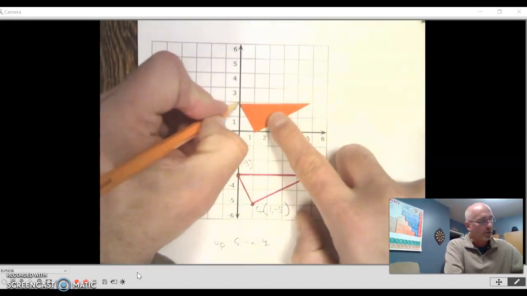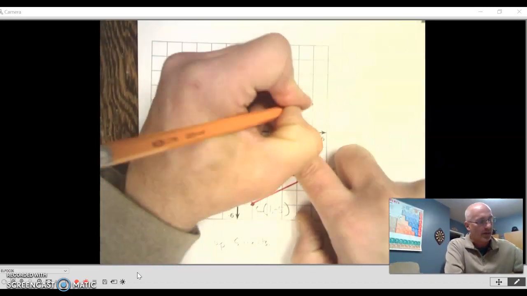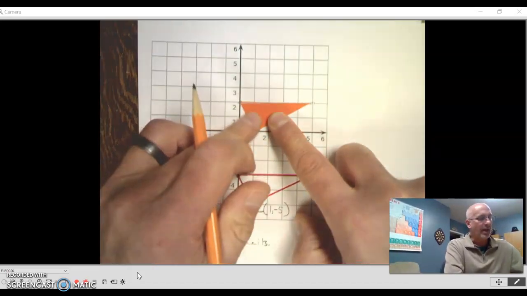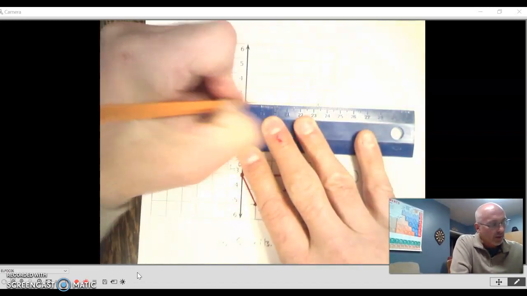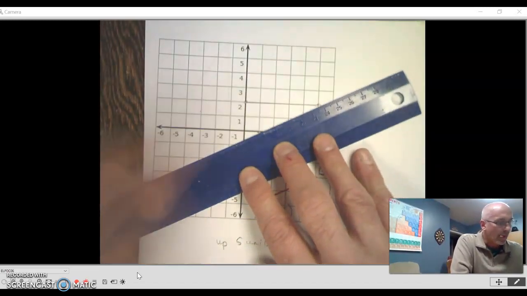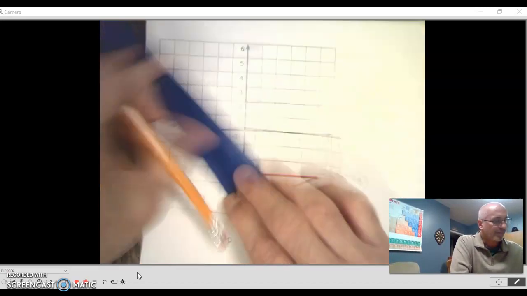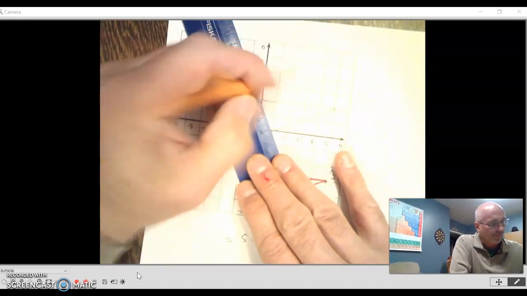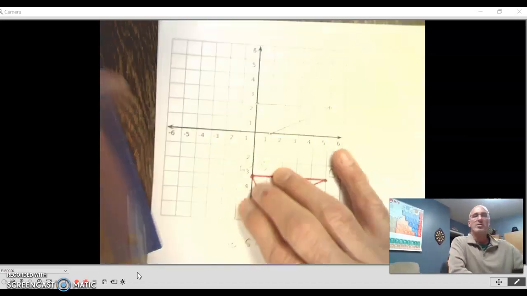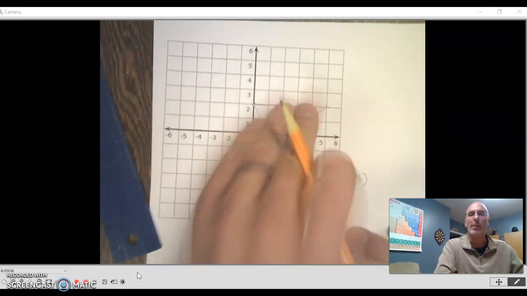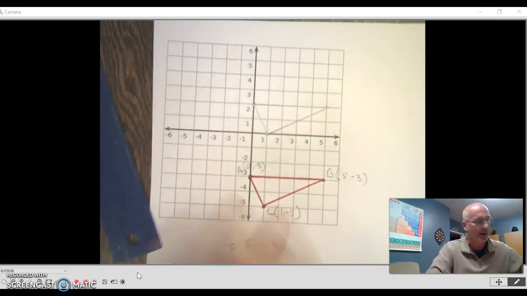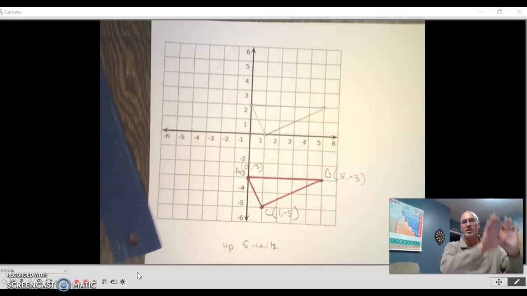Now I am going to put my points here, and then I am going to move it away, and I am now going to connect my points. So there is now my new translated figure, my translated triangle. I moved it up. I didn't flip it around, spin it, or do anything like that. I just simply moved it in one direction, and that is a translation. We learned that in geometry.